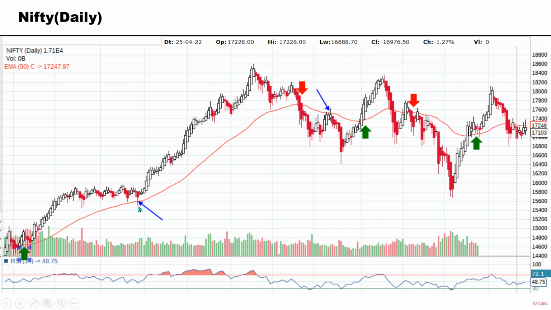Other thing to notice, when it was consolidating, it took support again at the 50 EMA line. Okay, we'll see some other example. So here Nifty has broken this trend line and came all the way down, almost, I think, 1,000 plus points. And when it was resuming its uptrend direction, again your 50 EMA came as a strong resistance. It did not penetrate inside, it did not break, and again it came down.